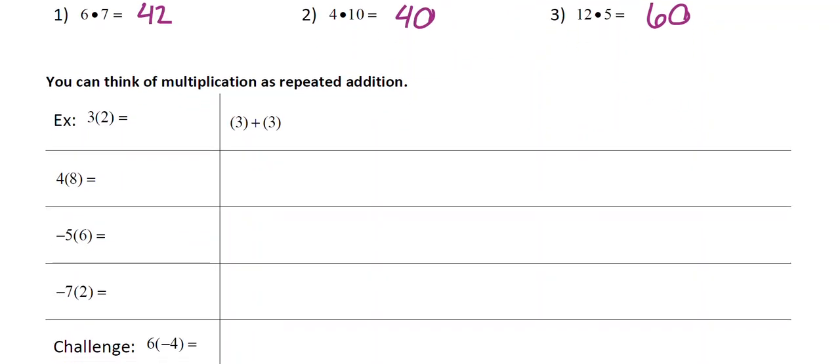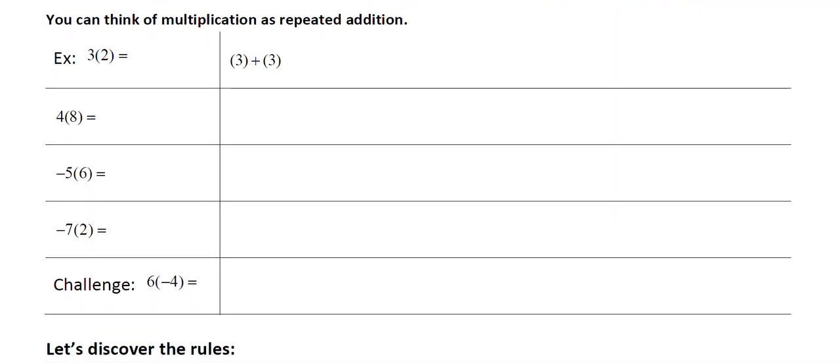Now we're going to think of multiplication as repeated addition for this activity. So if I do 4 times 2, I could really write that out as 3 added together 2 times. So 3 plus 3, which really gives me a solution of 6, because 3 plus 3 would be 6. Now if I look at the next one, I know 4 times 8 is going to be 32, but how could I write that out as repeated addition? Well, I could write it out 4 added together 8 times.